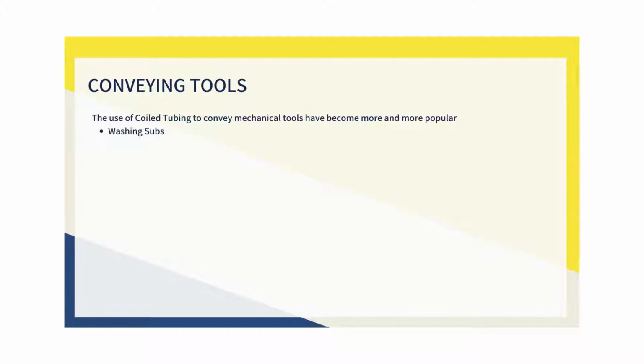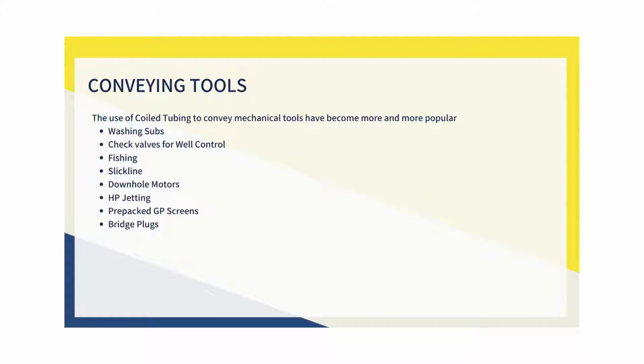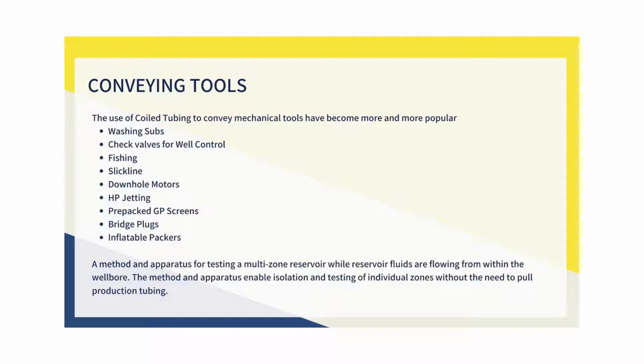Washing subs. Check valves for well control. Fishing. Slickline. Downhole motors. HP jetting. Prepacked GP screens. Bridge plugs. Inflatable packers. A method and apparatus for testing a multi-zone reservoir while reservoir fluids are flowing from within the wellbore. The method and apparatus enable isolation and testing of individual zones without the need to pull production tubing.